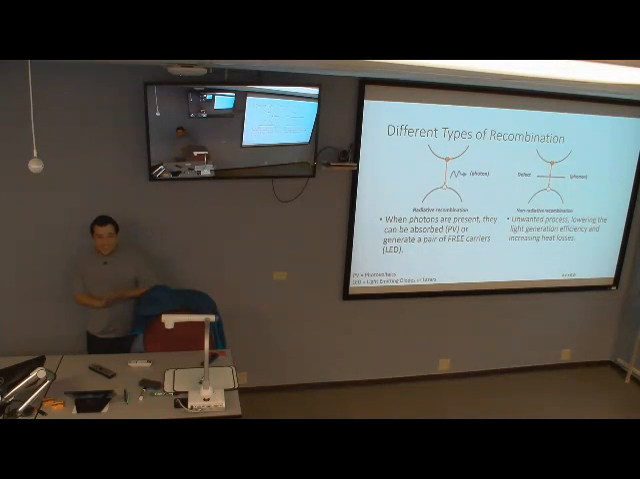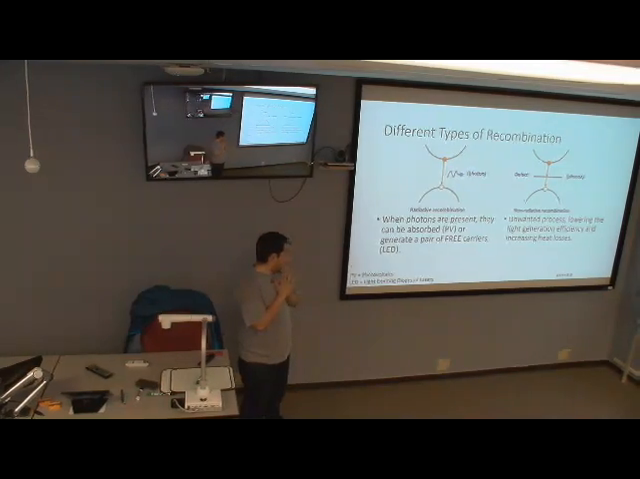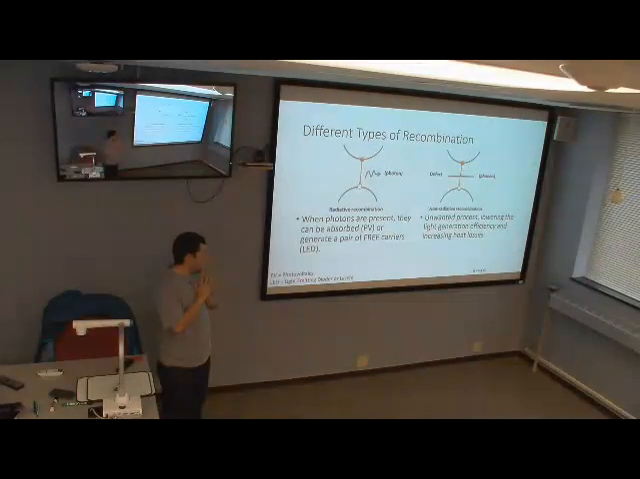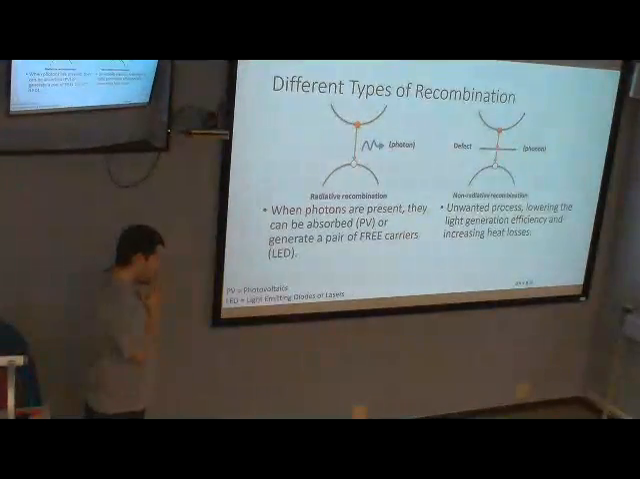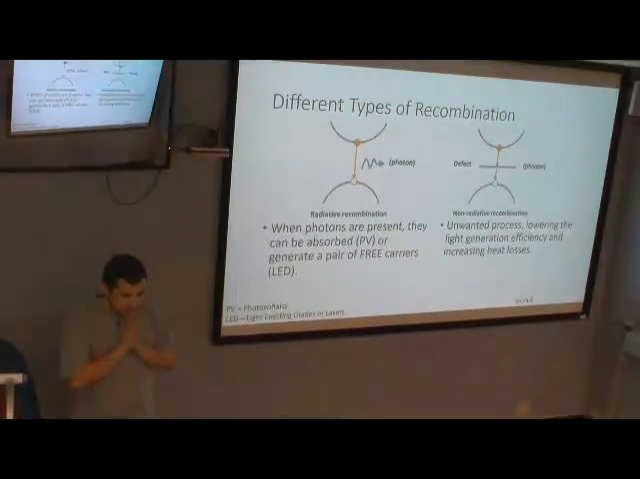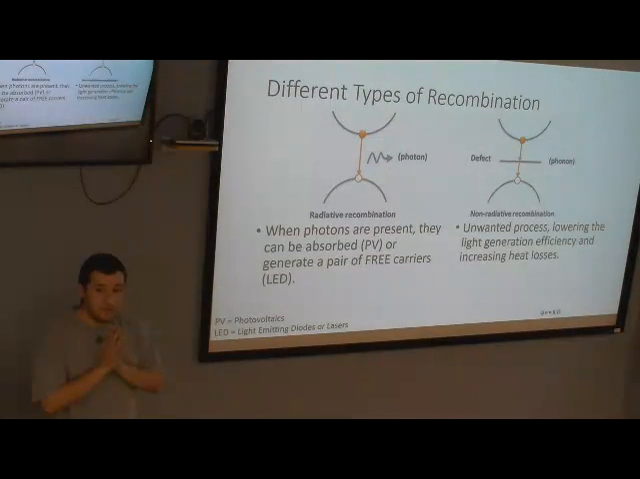You look like you're confused. Well, I don't get this first sentence. Which one? "When photons are present, they can be absorbed (photovoltaics) or generate a pair of free carriers (LED)." When I say absorbed, don't you want to absorb the energy? But then why is photovoltaics in the parentheses? Is that what you want for photovoltaics, to absorb that energy? And then for LEDs, you want free carriers? Yes. You want to emit light in an LED.